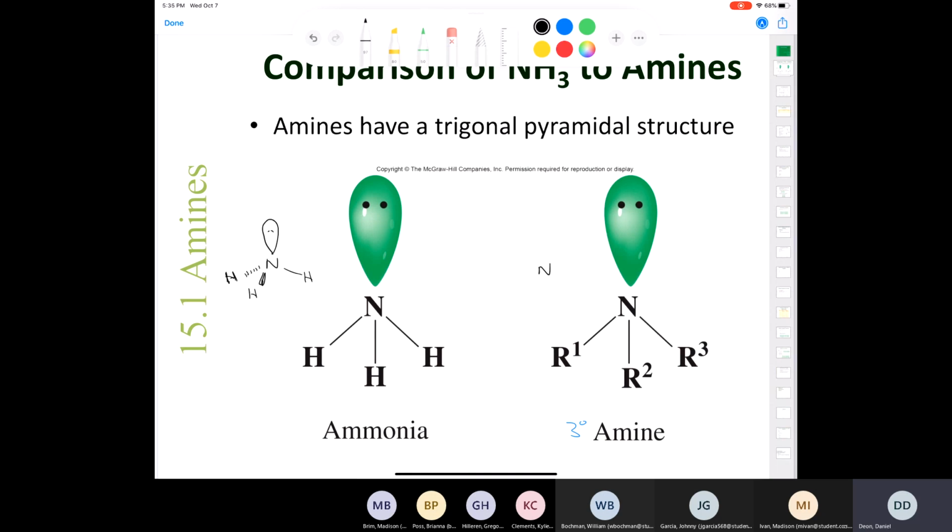Again, we have the nitrogen, we have the lone pair like this, we have R, and then we have the other R groups. One of them is in the back like this, and one of them is coming out in front like that. And in order to get to the trigonal pyramidal structure, you've got to understand the tetrahedron, right? The tetrahedron.